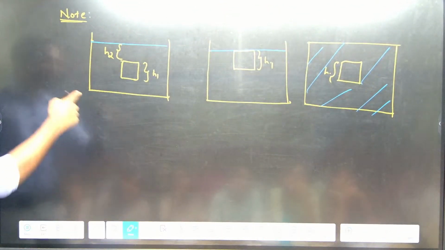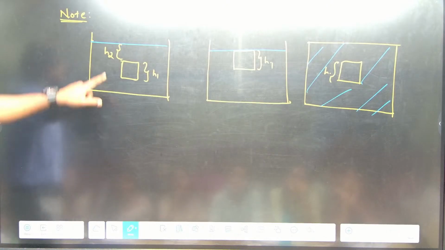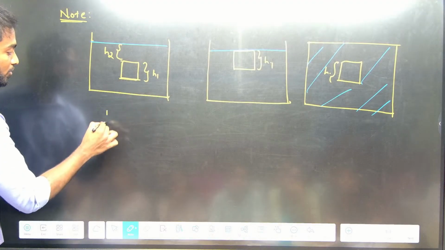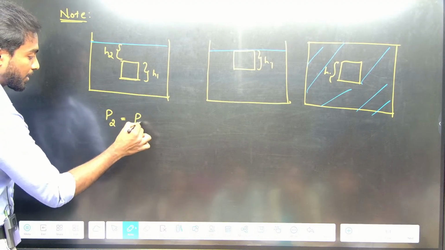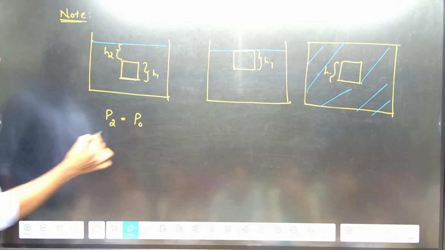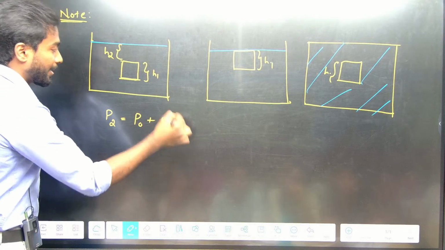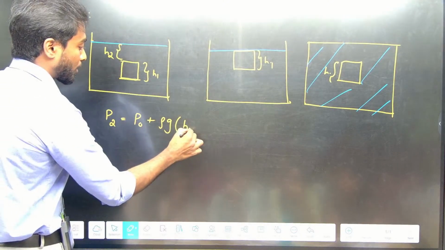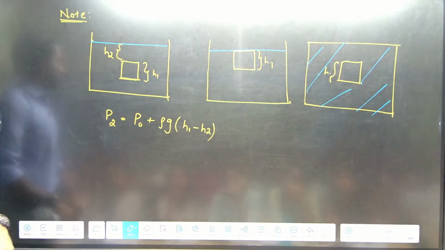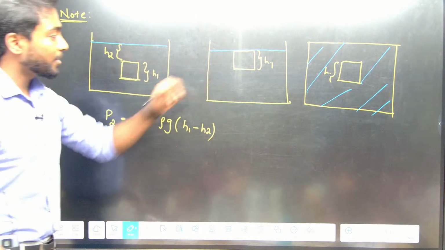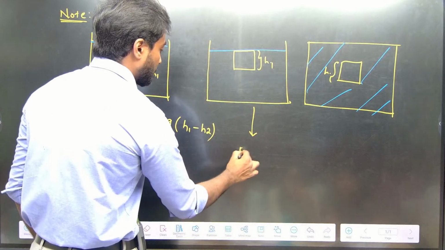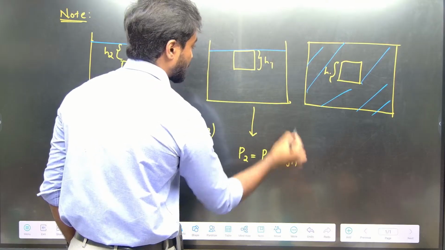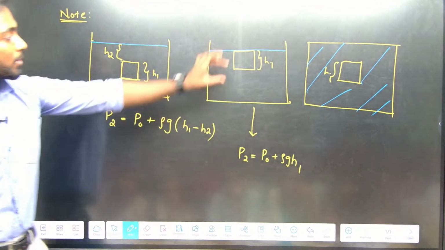Now if we talk about here, this is an open surface. The first condition is open surface. If I want to find the pressure at this point, P2 will be equal to P1 or P0 plus rho g H, where H is the height difference, H1 minus H2. This is the formula for the first condition. Second condition is P2 equals P0 plus rho g H1. Only this height only.